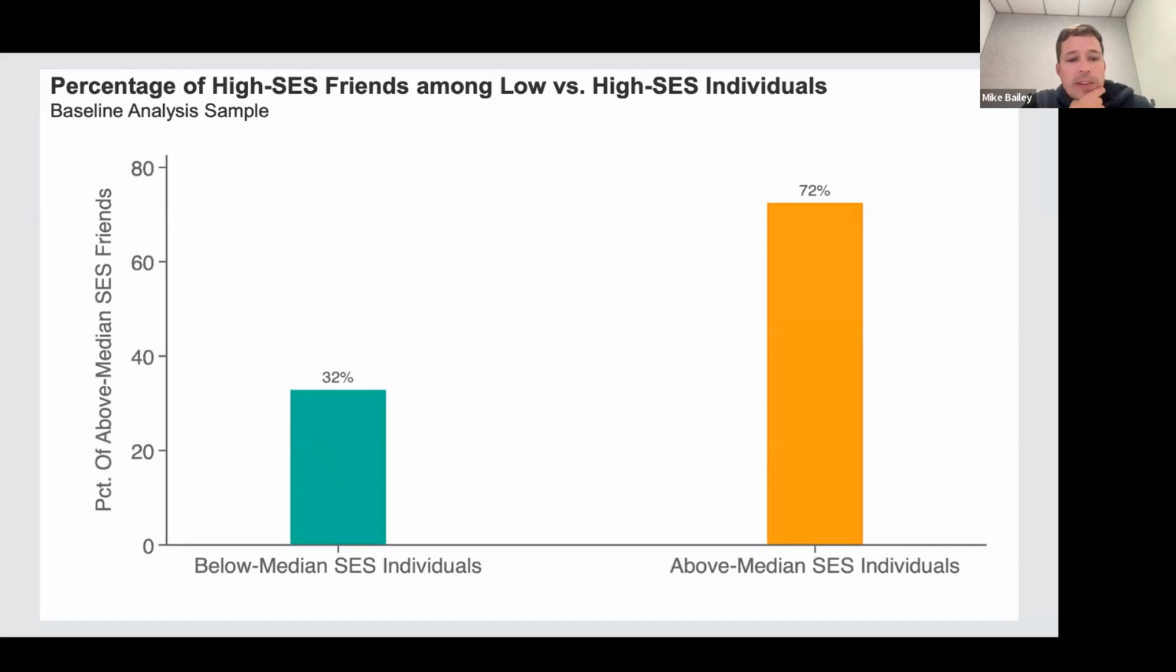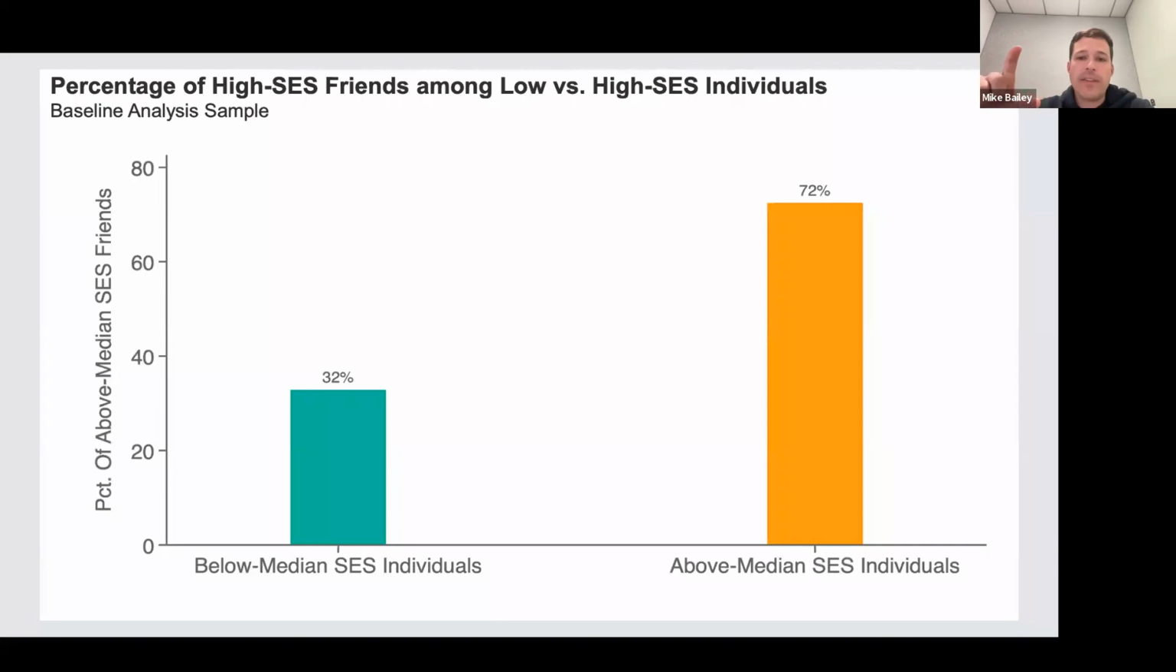And so the way this looks is, if you take everyone who's below median SES, then about 32% of their friends are above median SES on average. And if you take everyone who's above median SES, about 72% of their friends are on average. So that's just like the two-point version where I take the average of the left and right side of the previous graphs and show what it looks like.